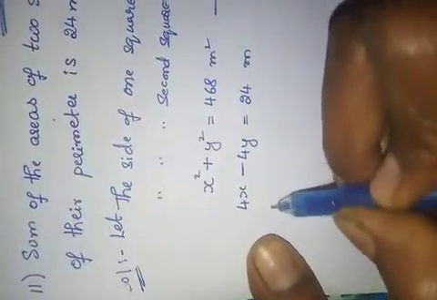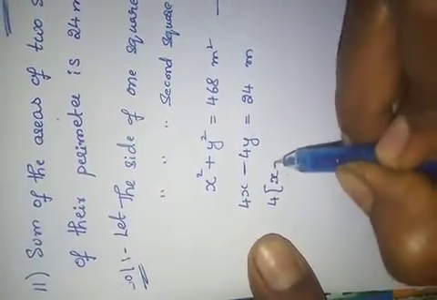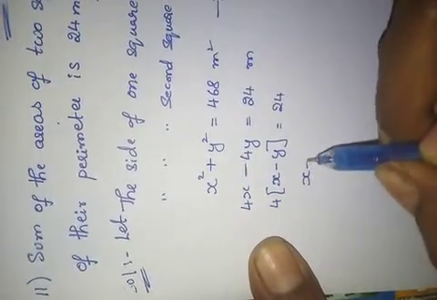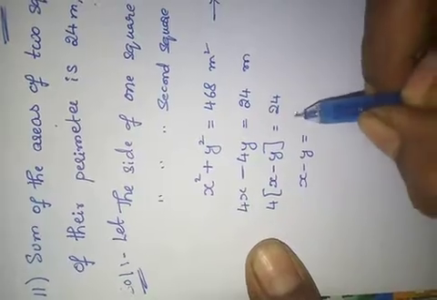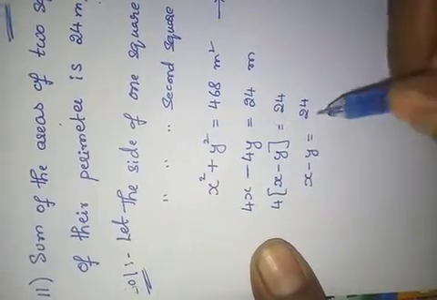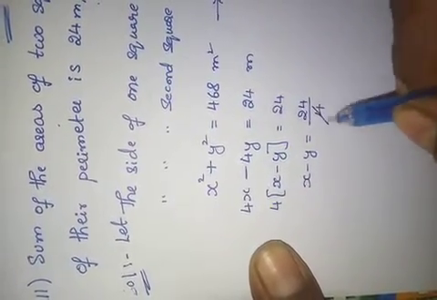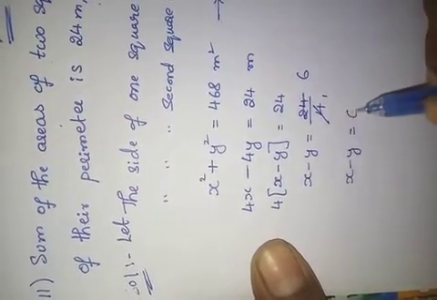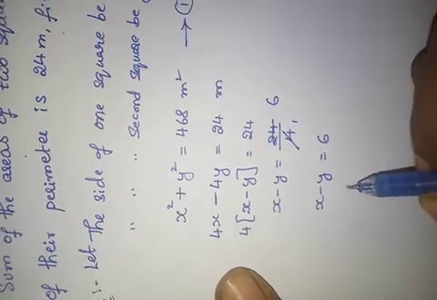In this take 4 as common. What can we say? x minus y equals to 24. I want only x minus y. Send this to this side. What is it doing? Multiplying. If I send to this side, it will divide. 4 6s are 24, so x minus y equals to how much? 6.